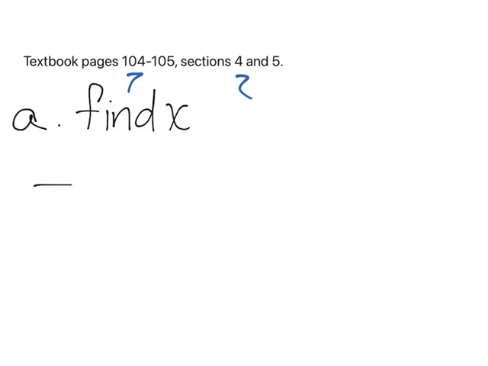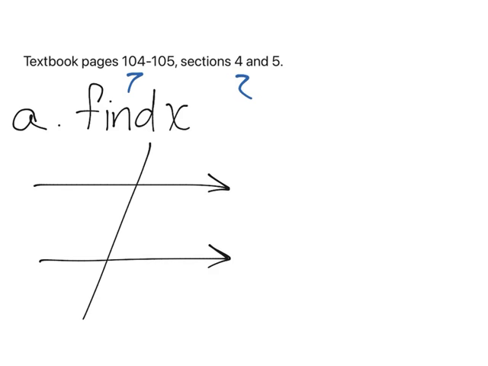For A, we are given two parallel lines, our transversal, and then we are given 120 degrees and x. Using the rules we know already about corresponding angles, interior angles, and alternate angles, we need to figure out x. So let's think for a moment. How might we find x?